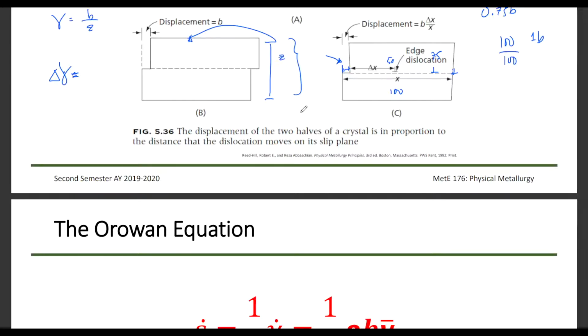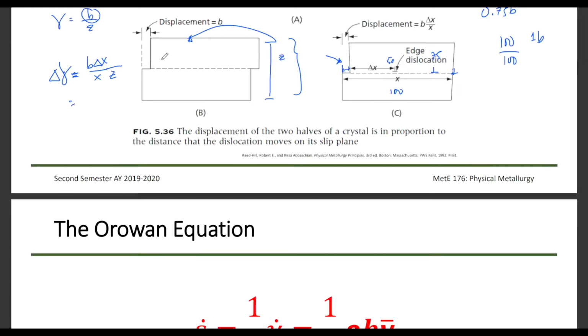But since we are looking at the case that is not yet fully displaced, the change in the shear strain is delta gamma. Alpha, beta, gamma, right. Delta gamma is equal to the Burgers vector multiplied by delta x over x, over z. That makes sense? Delta x over z, because it's not yet a full displacement, only a proportion.